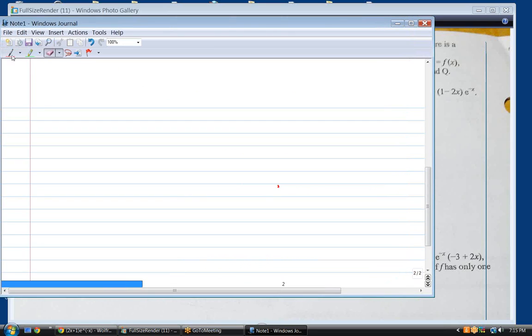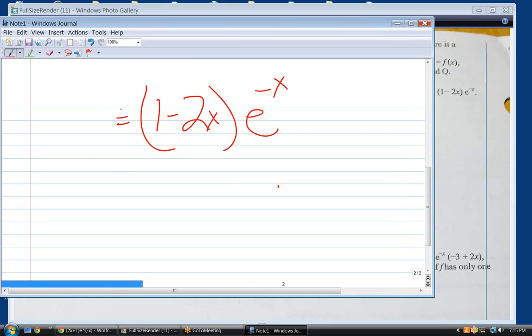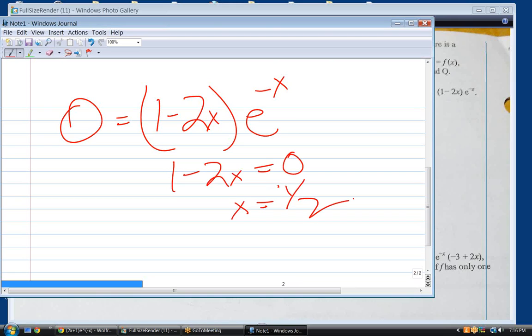And how do I solve for x? In other words, if I have 1 minus 2x times e to the negative x, and that's equal to 0, how do I solve that? Well, the first way to do it is, since 0 times a number is 0, take the 1 minus 2x and set that equal to 0, so that way you get x equals 1/2. Right.